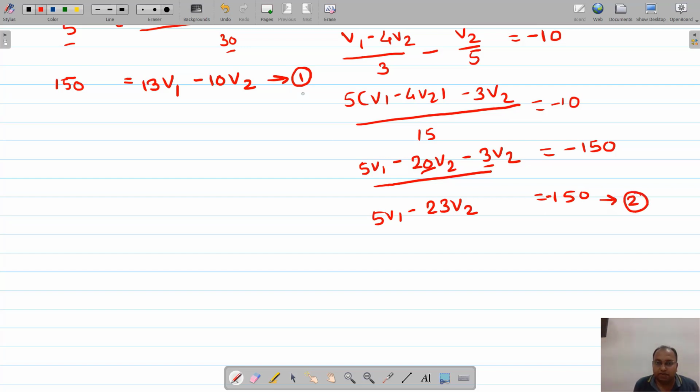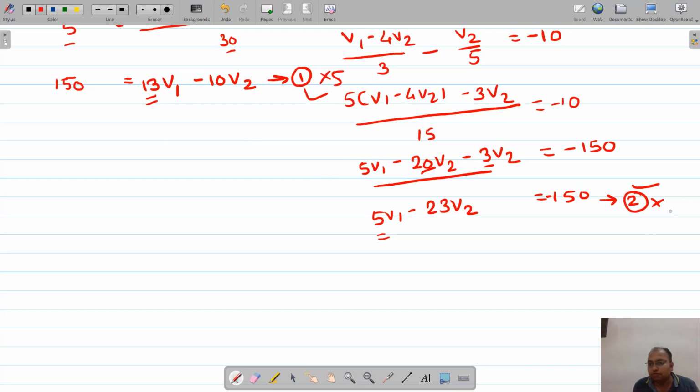Now simplifying equation number 1 and equation number 2 to get v1 and v2, right? Okay, so let us multiply. The simplest way is to multiply by this factor to equation number 2 and multiply by this factor to equation number 1. We can make the v1 terms common and then we can cancel out the terms.